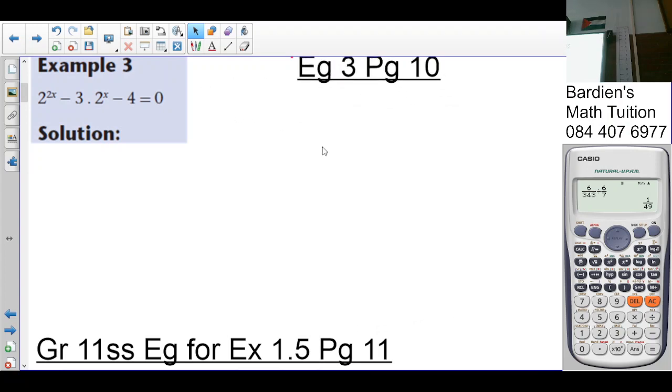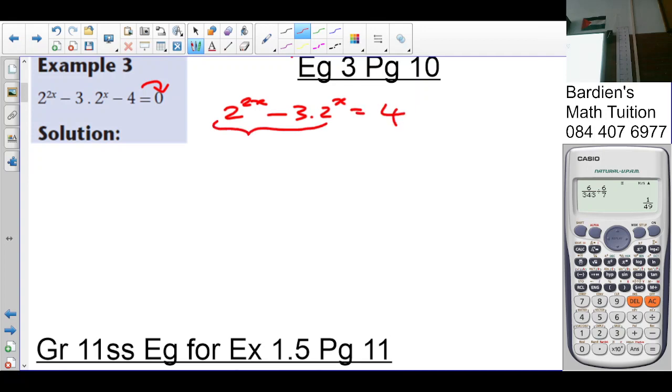So here we are given 2 to the 2x minus 3 times 2 to the x minus 4 is equal to 0. What do we notice here? Can we take out the common factor of 2 to the x? No? Let's take 4 over. Then it's going to be 2 to the 2x minus 3 times 2 to the x is equal to 4.